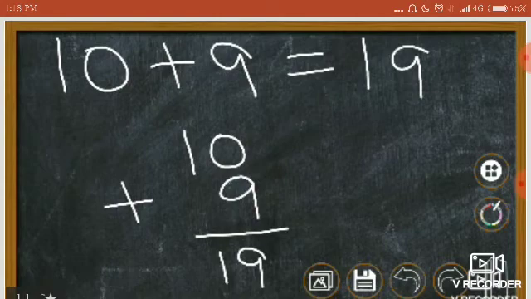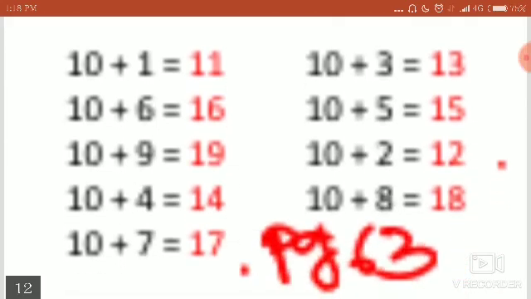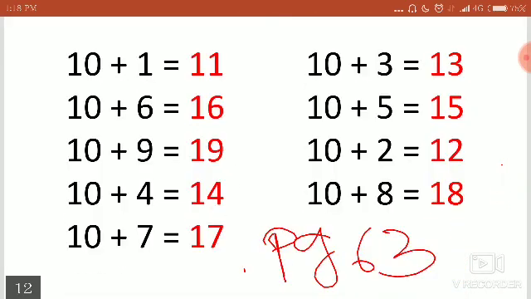These sums are in page number 63. Kindly copy down. Again and again I am telling it. Kindly copy down all these sums. Okay. Next is in the same page number 63. Some set of questions are asked. In this pattern it is asked. Copy down these answers in the circles. There are circles given there. Kindly copy down in the circles.